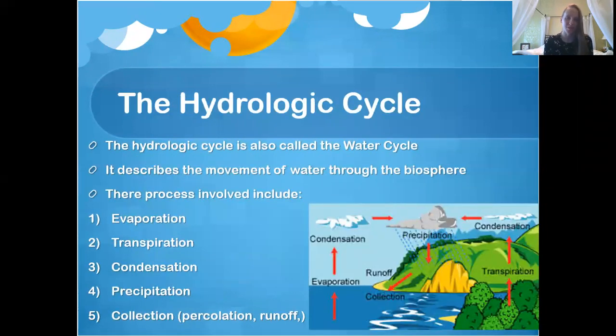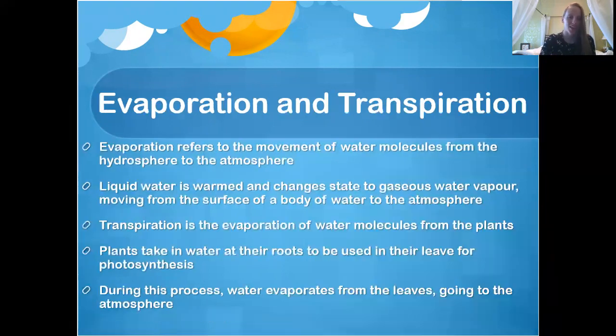So these are the different processes that you're going to need to know that describe how water moves through the biosphere. So evaporation, transpiration, condensation, and precipitation. Those four you're probably familiar with. The last one is collection, which includes terms like percolation and runoff and subsurface outflow.